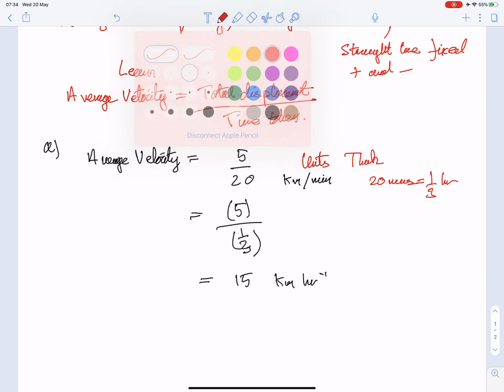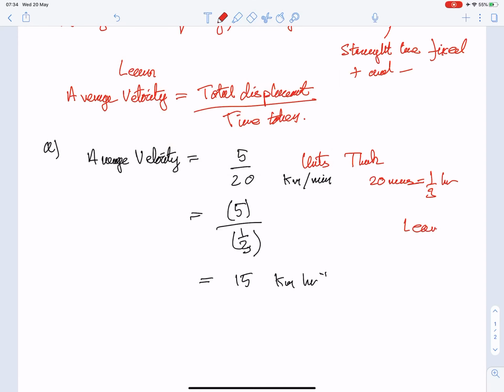Right, just a little aside, we should have learnt this in the pure part of the course, but just to remember, A over B over C is equal to AC over B. Dividing by a fraction, invert and multiply.